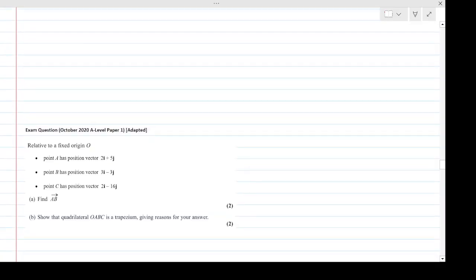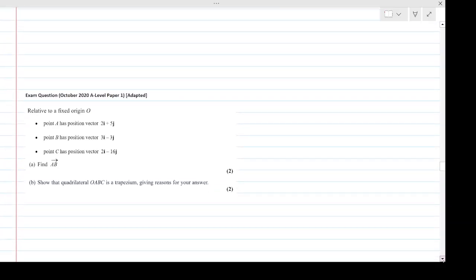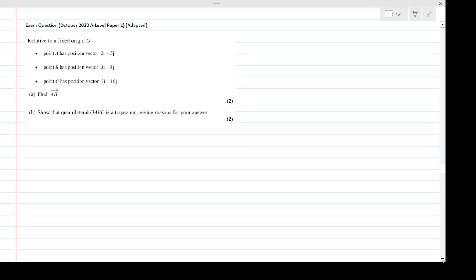Okay, now we've got some exam questions on this. So we are told, relative to a fixed origin O, the point A has position vector this, the point B has this position vector, and C has that position vector. We firstly need to find AB. So again, I'm going to consider a sort of triangle between these points. So ABC.